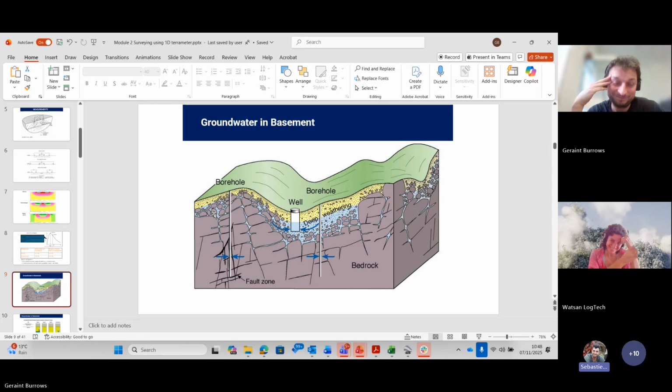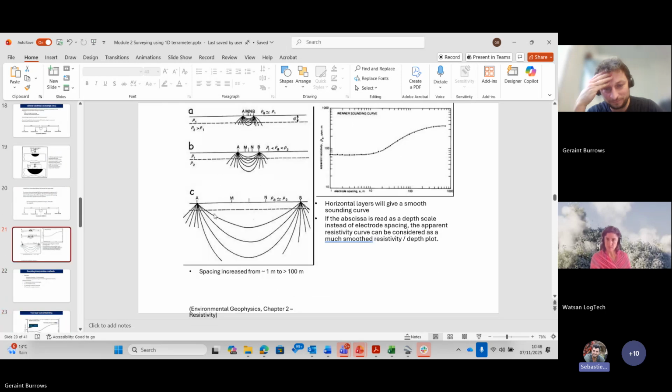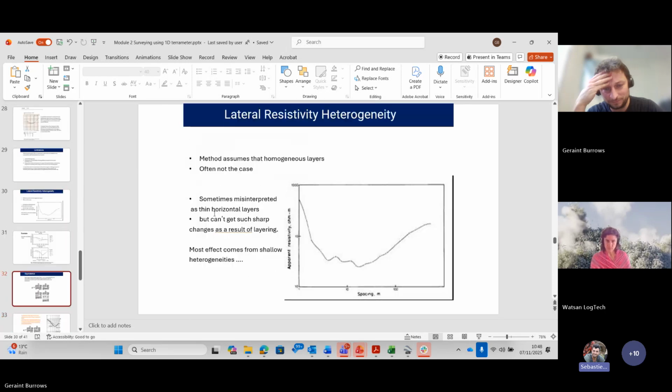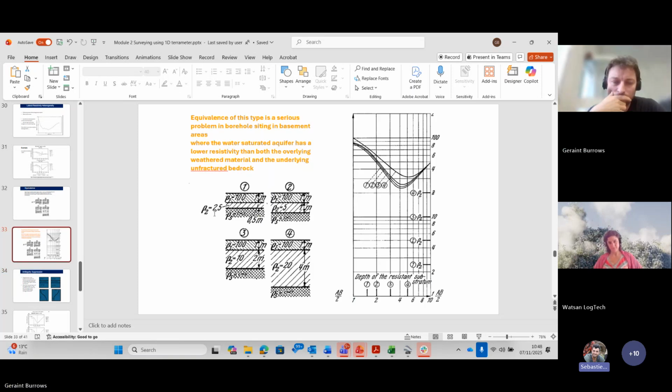Okay, so my second question is about this equivalence diagram you show, depending on like a sandwich layer where the middle one has different widths. Yeah. You see this? Yeah, this one.